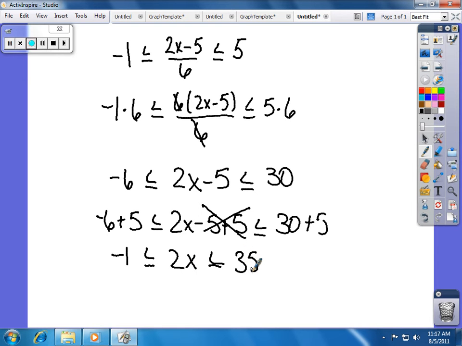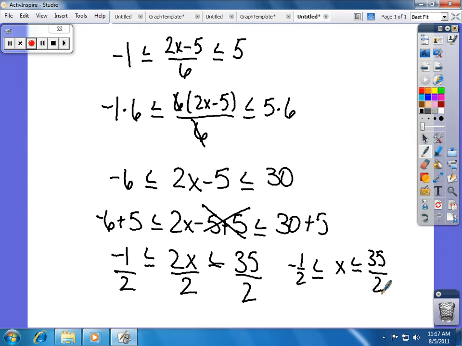Okay, and then the last step is, again, we want the x by itself, so we have to get that 2 out of there. We're going to do that by dividing all terms by 2. And that would give us, at the end, -1/2 is less than or equal to x, which is less than or equal to 35 over 2.